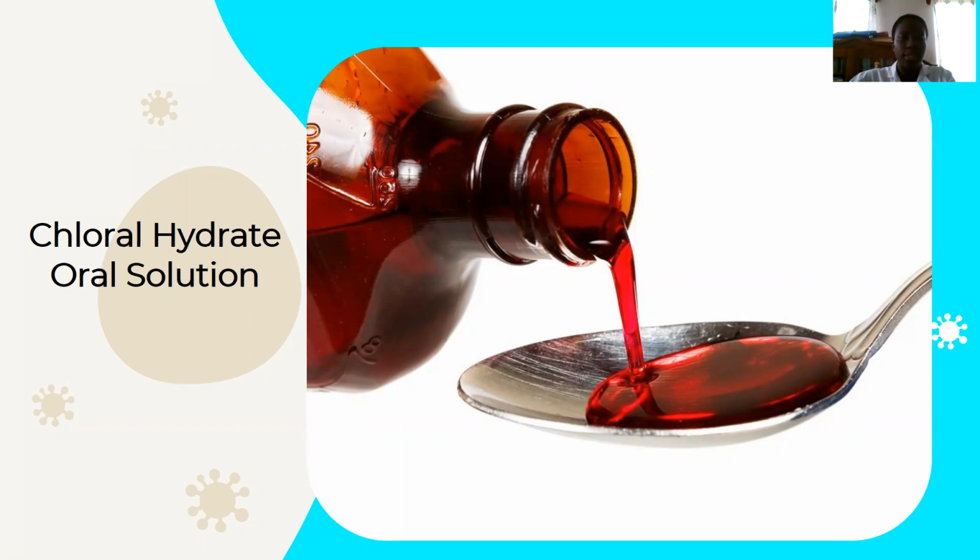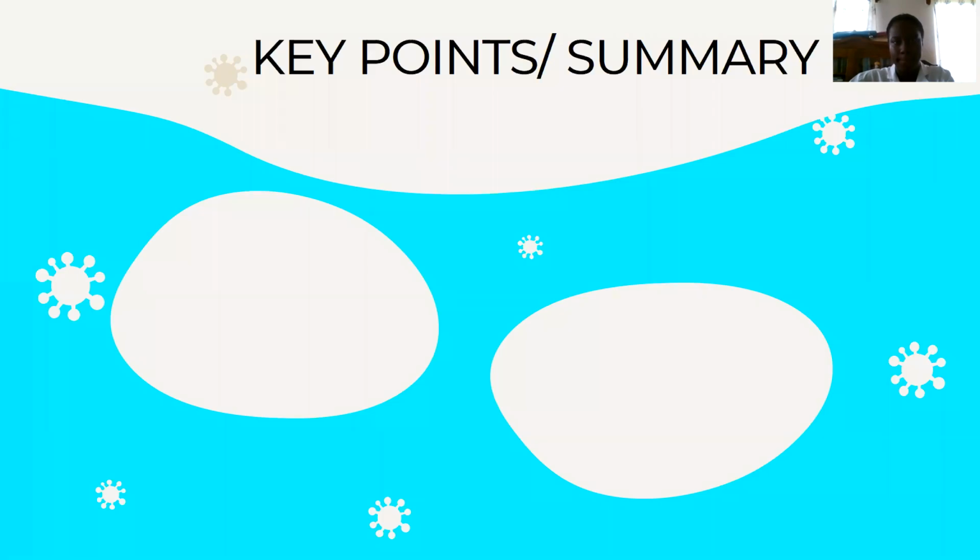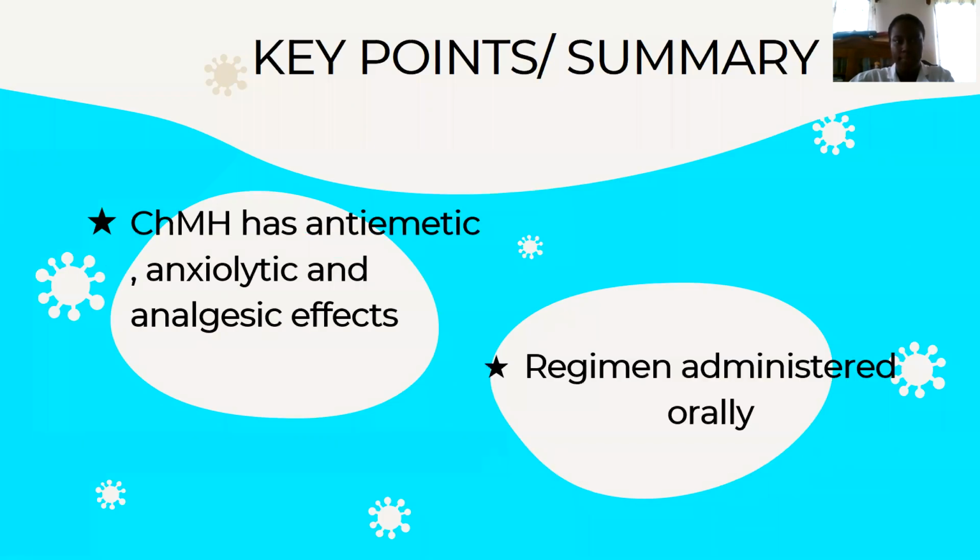So, as is seen in this image, this is an oral solution of chloral hydrate, and chloral hydrate can be used solely as an oral sedation elixir or solution. Now, the CHMH sedation regimen has antiemetic, anxiolytic effects, which reduce fear and anxiety in patients, as well as analgesic effects that would confer pain relief. The regimen is also preferred to be administered through the oral route.